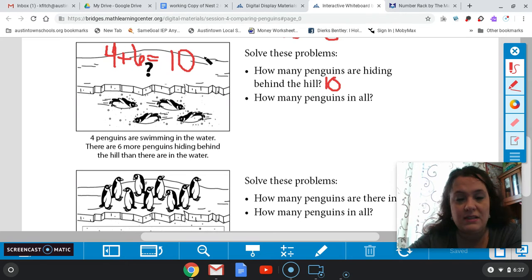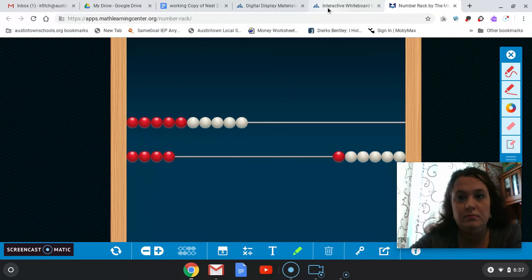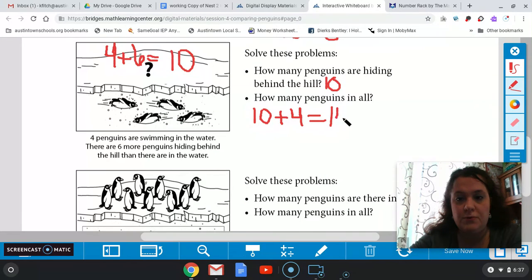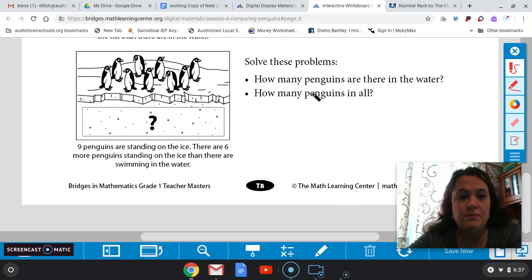So now we have to add these 10 up here plus the 4 down here. So what is 10 plus 4 more? So now we have 10 plus 4 more. Good, 14. Nice job. We have 14 there. All right, let's go to the last one here. We have some penguins on the ice. We don't know what's back here. Let's see if we could figure it out.